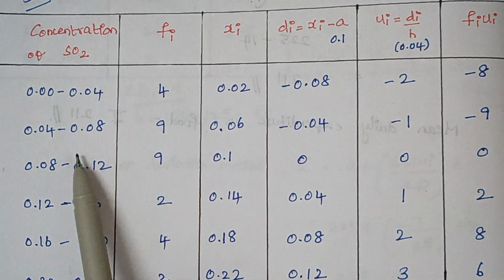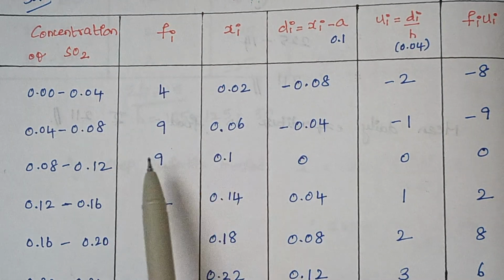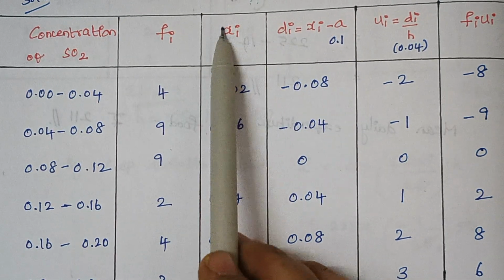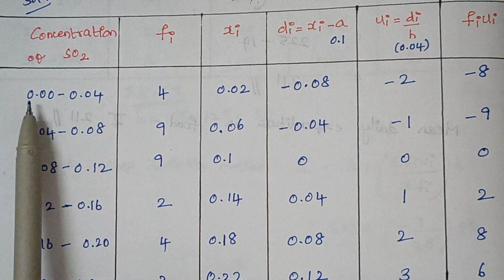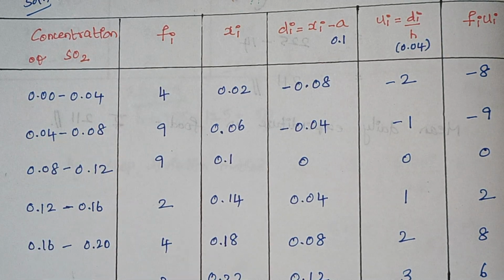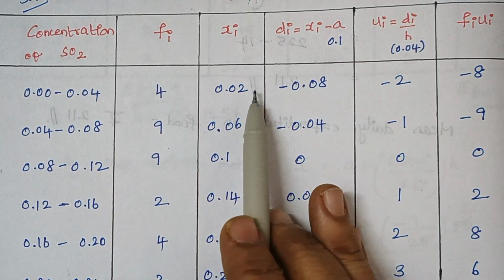So here first is concentration of SO2 and the next one is Fi. The next thing is Xi. So how to find Xi? Xi is nothing but the average of these values. You have to add these two values and divide it by 2. So 0.04 divided by 2 gives you 0.02.